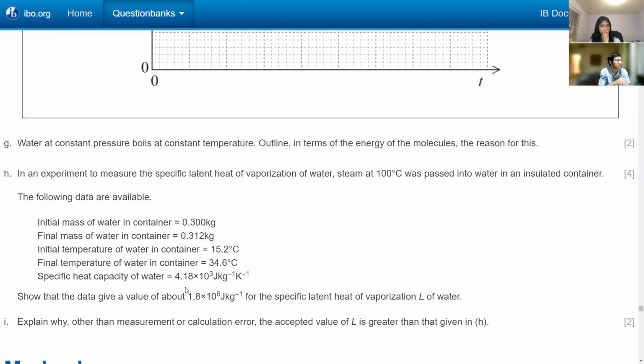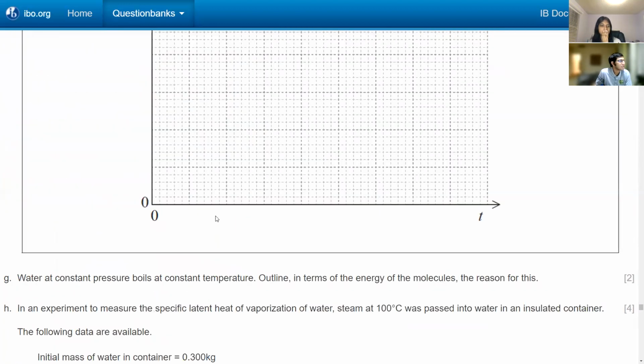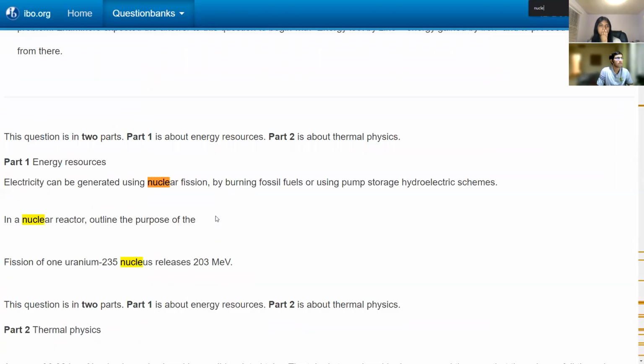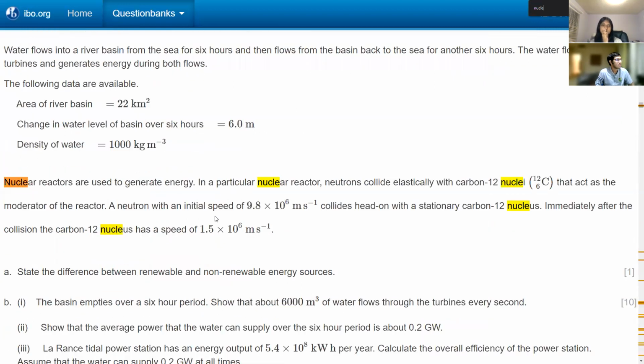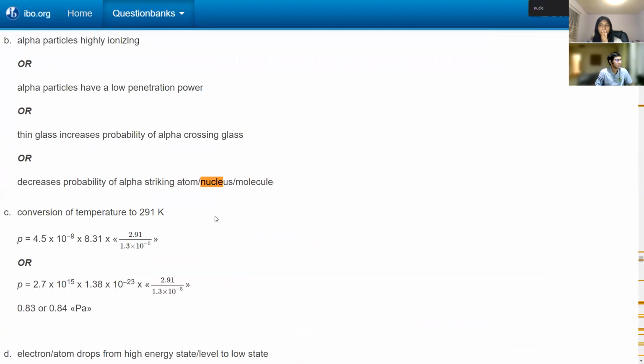An experiment to measure the specific latent heat of vaporization of water. Steam at 100 Celsius is passed into water in an insulated container. We've done this one. Yeah, and the homework. Okay. Well, good to review nuclear stuff. Let's see what else is there. Yeah, all that stuff is energy, nuclear reactor, blah, blah, blah.